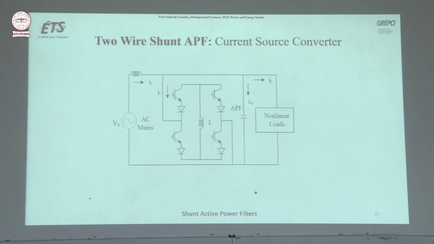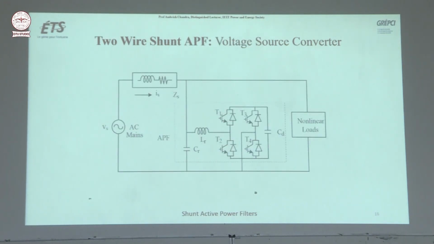Supply system based classification, again the same thing. Suppose this is a current source inverter, you can see the diode connected in series with IGBTs, and a two wire shunt active filter. So it is connected here, and you have an inductor on the DC link. Two wire shunt APF voltage source converter. Again, we have seen these things, okay?